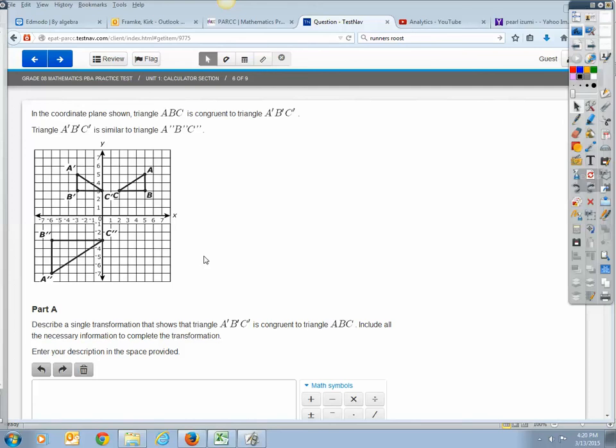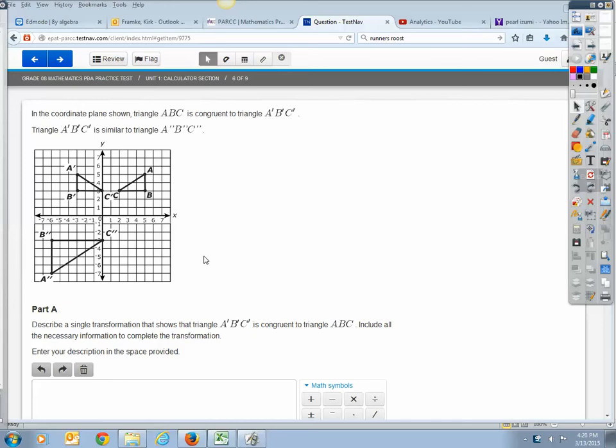All right, so we're going to take a look at problem number 6 on the practice test, another problem that involves translations, rotations, reflections. So the problem says in the coordinate plane shown, triangle ABC is congruent to triangle A prime, B prime, C prime. And triangle A prime, B prime, C prime is similar to triangle A double prime, B double prime, and C double prime.